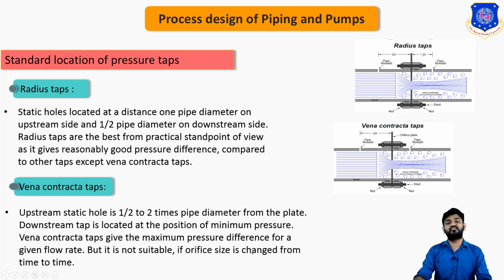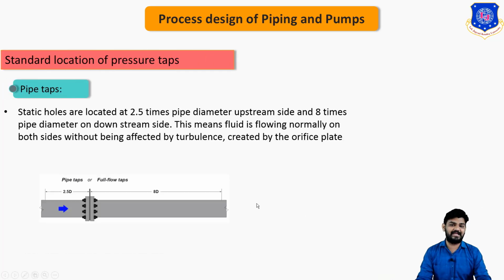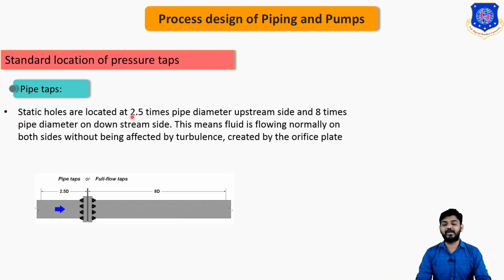Now after this there is one more standard location for providing taps, that is pipe taps, right? So you can see here one static hole is located at 2.5 times the pipe diameter on the upstream side, right? At this particular distance we have our upstream side hole, and the downstream hole is provided at a distance of 8 times the diameter, right? So this means our fluid will flow normally on both sides without being affected by the turbulence that is created by this orifice plate, right?